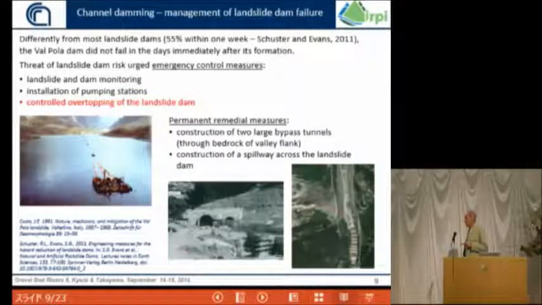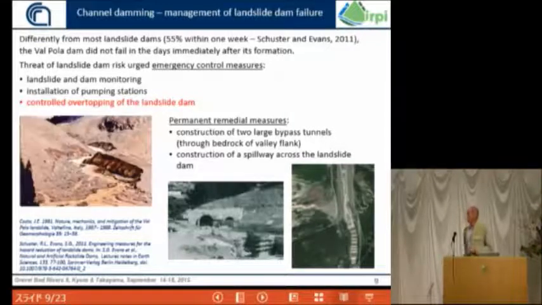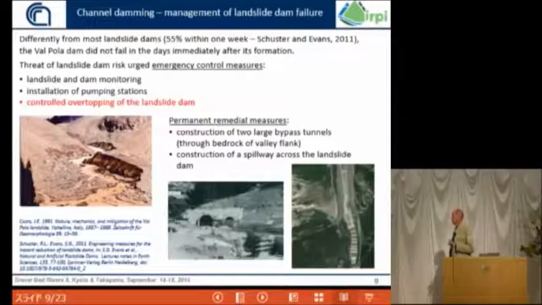They involved quite obviously the landslide and dam monitoring, the installation of a pumping station, but this large pumping system needed some weeks to be implemented. So there was a risk of landslide dam overtopping and failure, and it was decided to perform a controlled overtopping of the landslide dam.